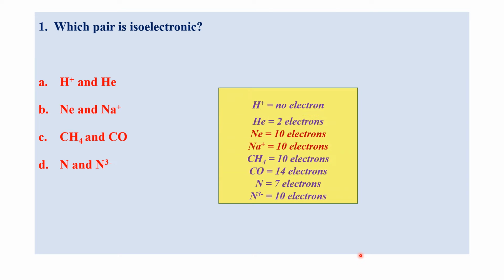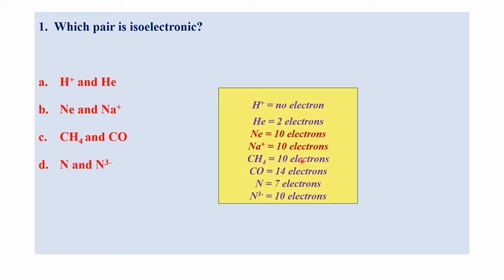The number of electrons in hydrogen is 1. Here H+ is given, which means it has lost its single electron, so there is no electron in H+. Helium has 2 electrons. Neon has 10 electrons. Sodium has 11 electrons. Here Na+ is given, which means it has lost 1 electron, so it becomes 10 electrons.